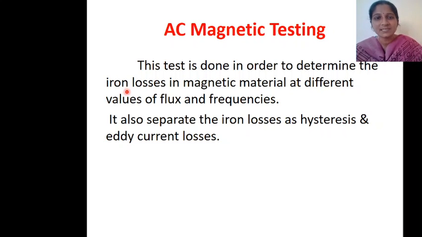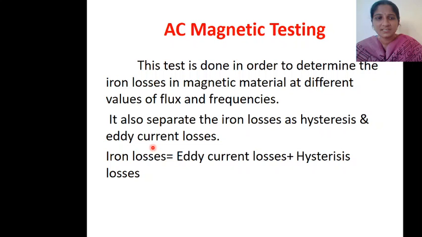It is also used to separate the hysteresis and eddy current losses. That means iron losses is equal to eddy current losses plus hysteresis losses, and we know that the hysteresis losses are directly proportional to frequency, whereas eddy current losses are directly proportional to the square of the frequency. So W is equal to KH F plus KE F square. If you take the frequency F as common, it becomes F times (KH plus KE F).